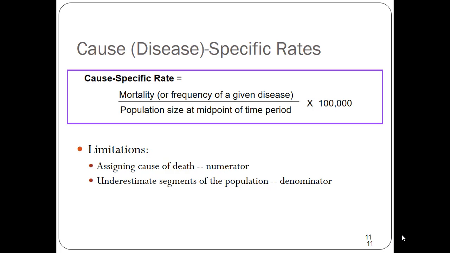So let's look at cause or disease-specific rates, where you take the mortality or frequency of a given disease over the population size at midpoint of the time period times 100,000. We could calculate this for, say, cancer or heart disease. Some limitations of this approach include that it can be difficult to identify the cause of death, as people often experience multiple causes, for example, smoking, diabetes, and heart disease. The denominator may also have some limitations, missing certain segments of the population, for example.